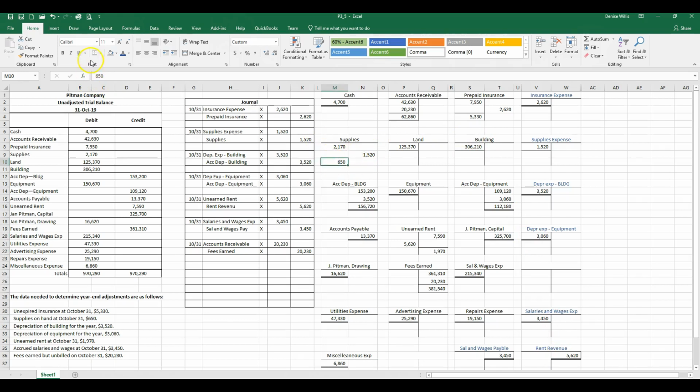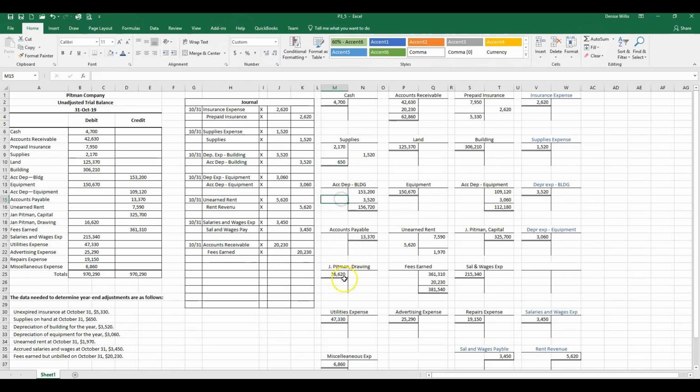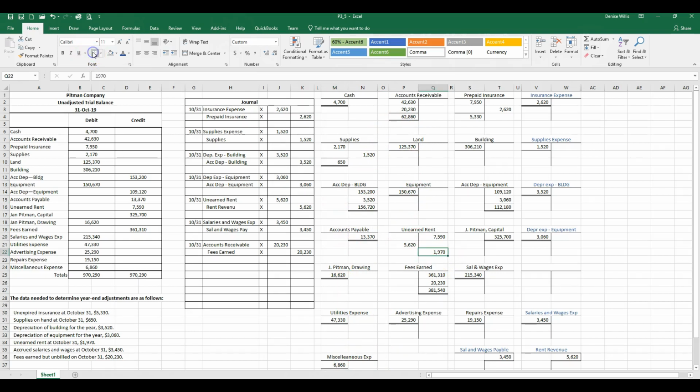This one was easy enough. We already did the math. We know that 2170 minus 1520 was 650. Over here, again, we've already done the math. We just need to indicate that was our final number. It was 7590 minus 5620 gives us that. Here, we've already done the math. That is our final number. Okay, I think we have all of the final numbers.